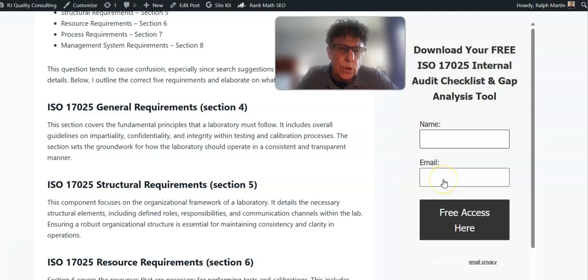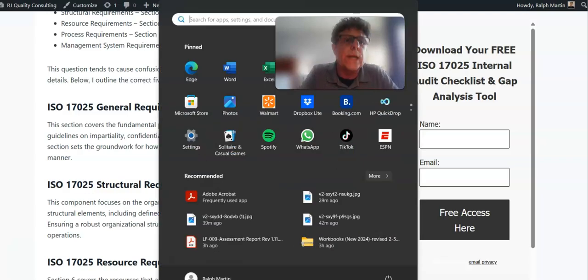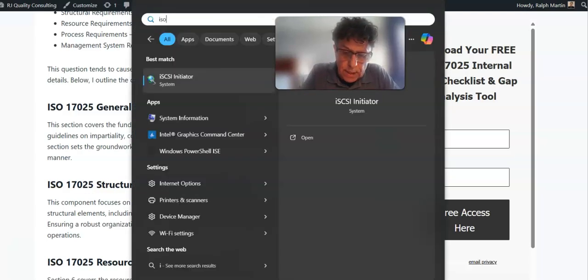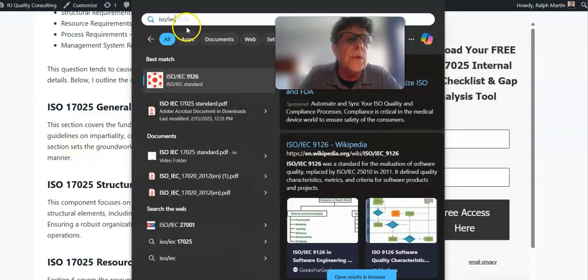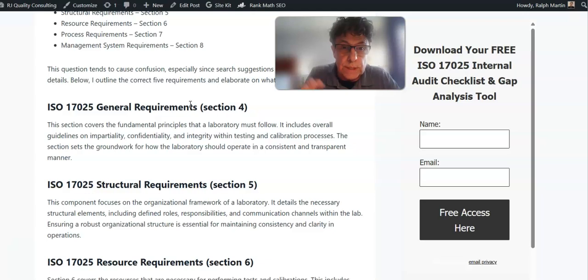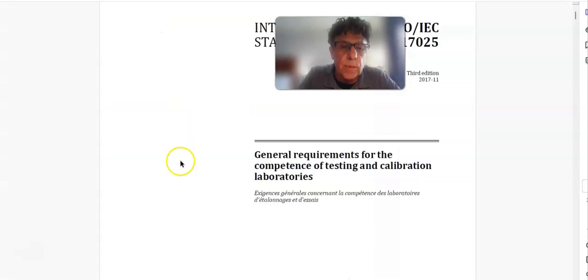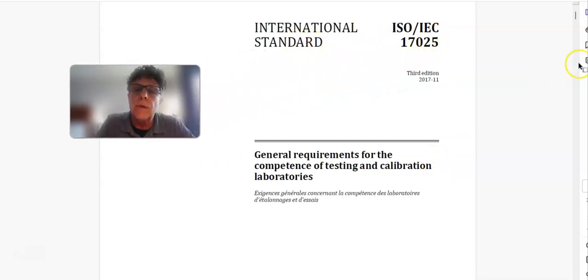One thing I always like to do, if you've been following my videos, is go to the standard itself to show you the actual breakdown of the requirements. So typically I pull the standard and go right to what I consider the Bible of ISO 17025, which of course is the quality management standard itself. As I pull this document up, you'll see general requirements for the competence of testing and calibration laboratories, ISO 17025.